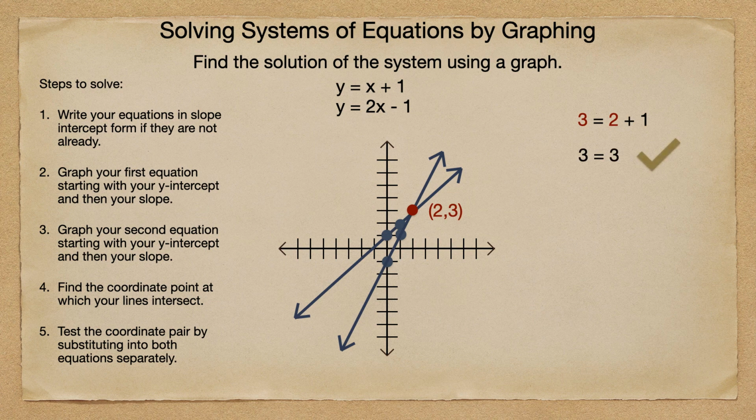Let's try the second equation. y equals 2x minus 1 becomes 3 equals 2 times 2 minus 1. 2 times 2 is 4, minus 1 is 3. This also checks out. So my solution of the system is 2, 3 as a coordinate pair.